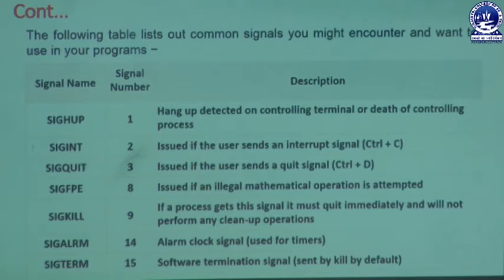The next interrupt signal is known as SIGKILL, and its number is 9. If a process gets this signal, it must quit immediately and will not perform any cleanup operations. So if a user wants to close the whole activity in our processing system, we must send this type of signal, known as the SIGKILL signal.